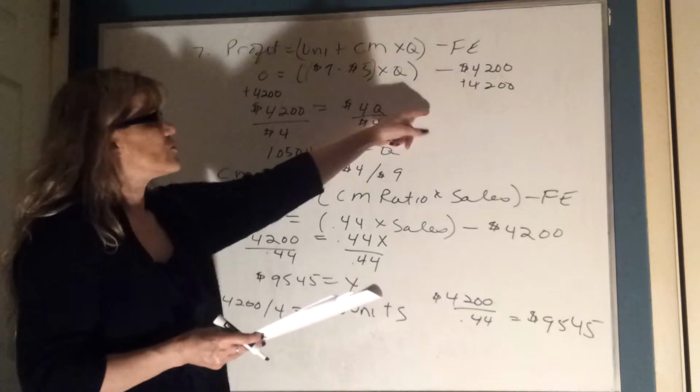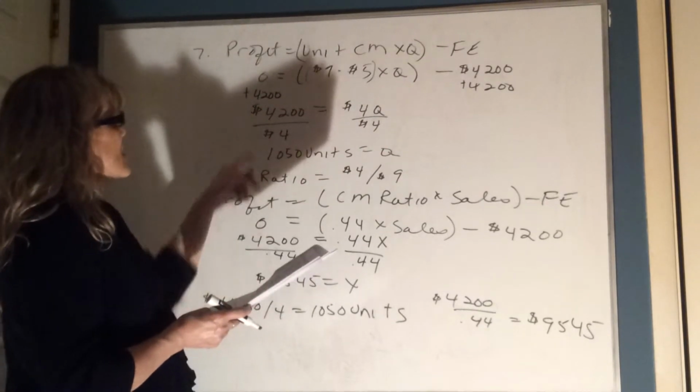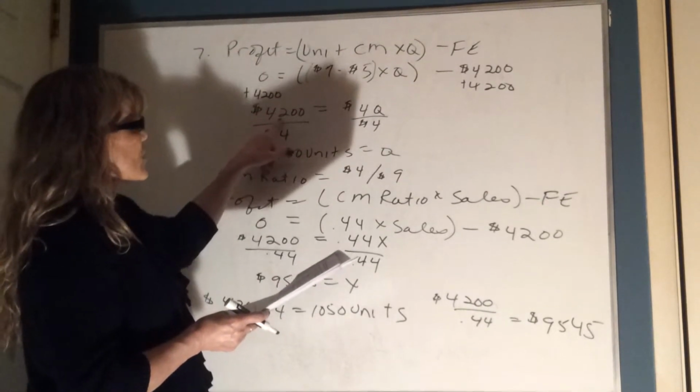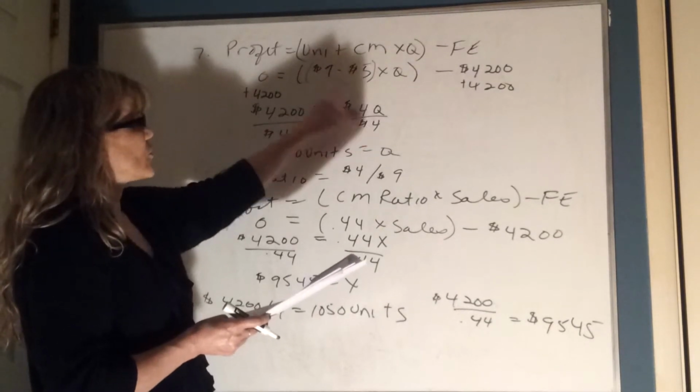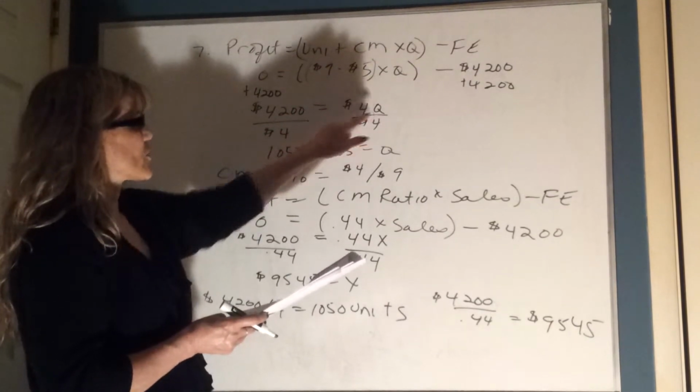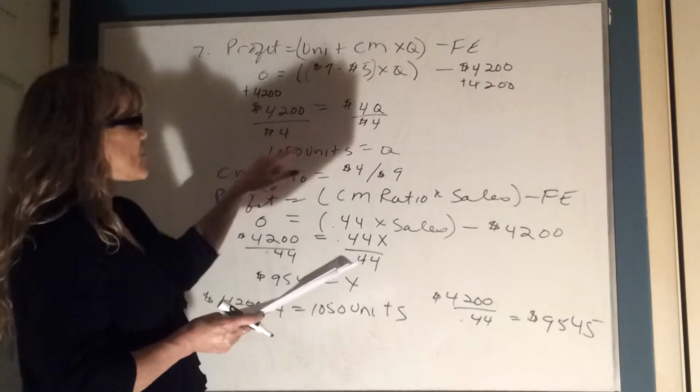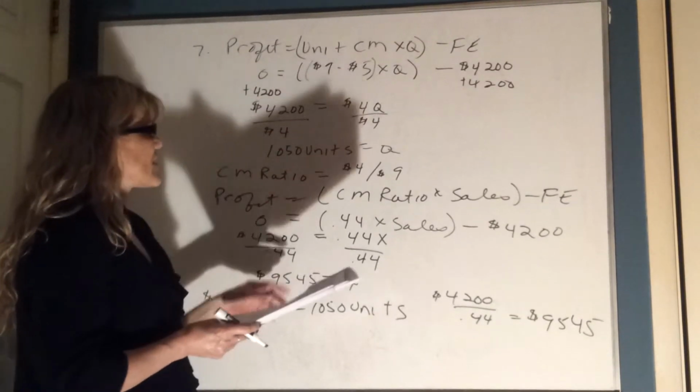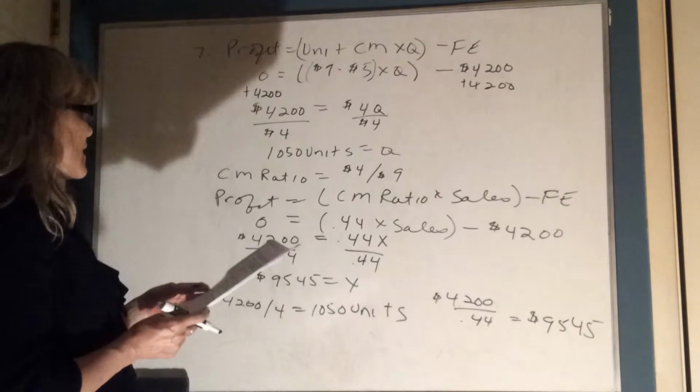So let's add 4,200 to each side of the equation to reduce it, and then we get 4,200 equals 4Q. 9 minus 5 is 4, so 4Q. If we divide both sides of the equation by 4, we end up with 1,050 units equals our quantity.